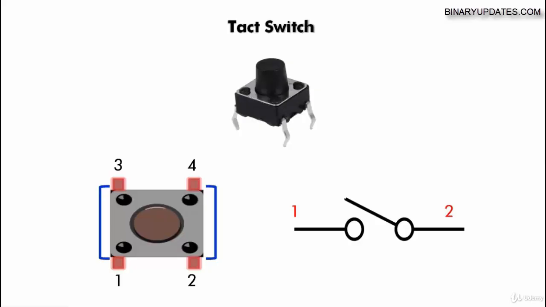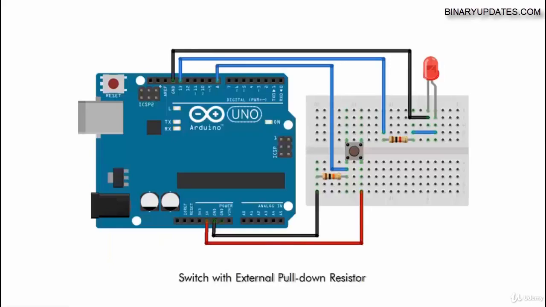If you ask me how we're going to add the switch to an Arduino, we will be using only 2 pins out of the 4 pins of the switch. We're going to use pin number 1 and pin number 2 of the switch, and we're going to keep 3 and 4 open. We're not going to connect anything to pin number 3 and 4 of the switch, so we're going to use only pins 1 and 2.